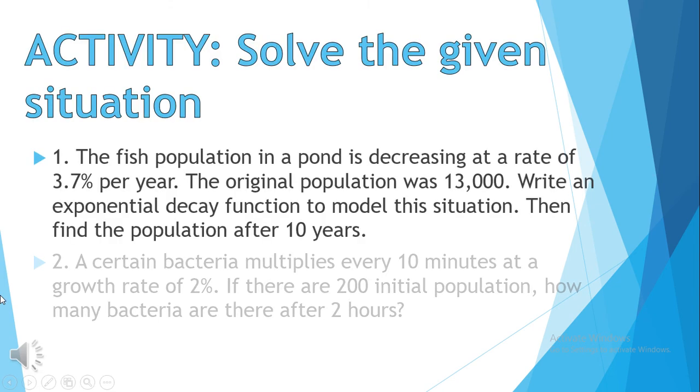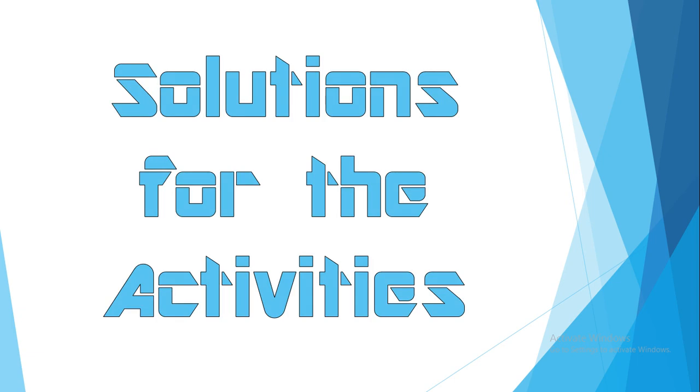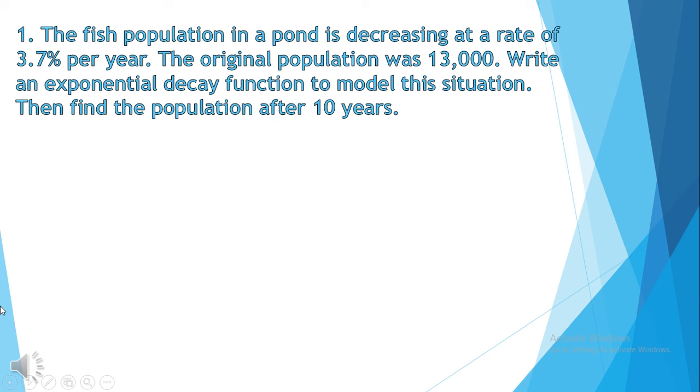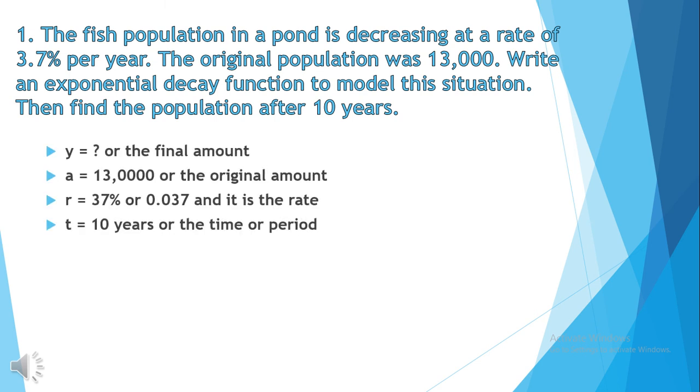Activity. Solve the given situation. Number 1. The fish population in a pond is decreasing at the rate of 3.7% per year. The original population was 13,000. Write an exponential decay function to model this situation, then find the population after 10 years.